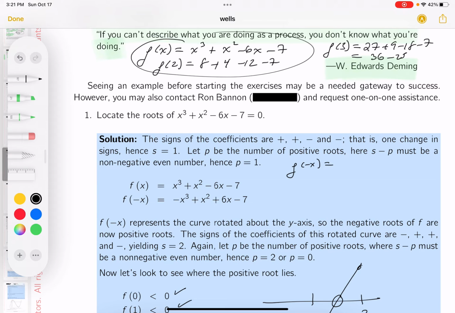What do you get? You get minus x cubed, plus x squared, plus 6x, minus 7. Let's make sure I did that right. Yeah, I did okay. Minus, plus, plus, minus. How many sign changes do we get? We got 2. So s equals 2. Right? So s minus p has to be a non-negative even number. So what could p be? p could be 0 or p could be 2. I don't know. We got to check it.